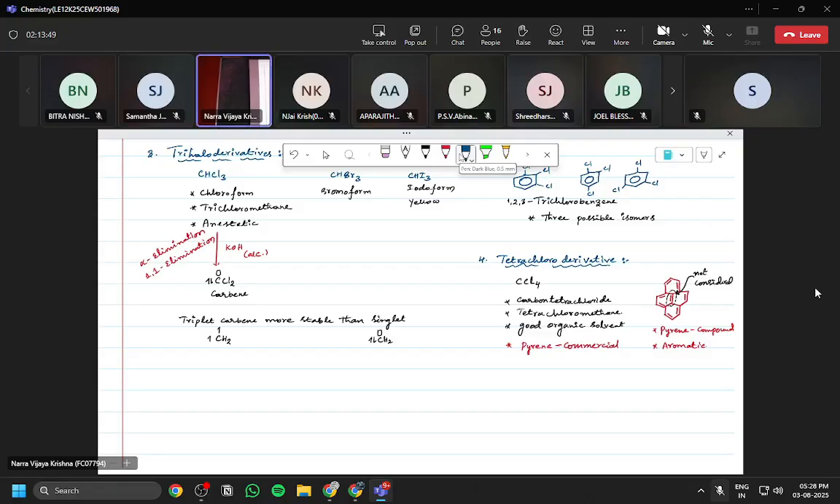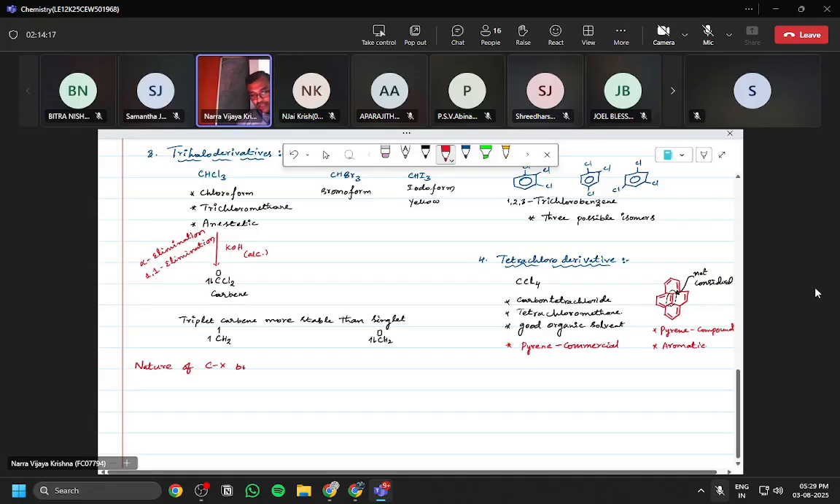Next one. Hybridization already over. Next, classification based upon hybridization we have already done. Next one. Classification based upon sp2 hybridized carbon over. Next one. IUPAC nomenclature over. Next one. Nature of C-X bond. So next side heading. Nature of C-X bond, which we will discuss in the next class.